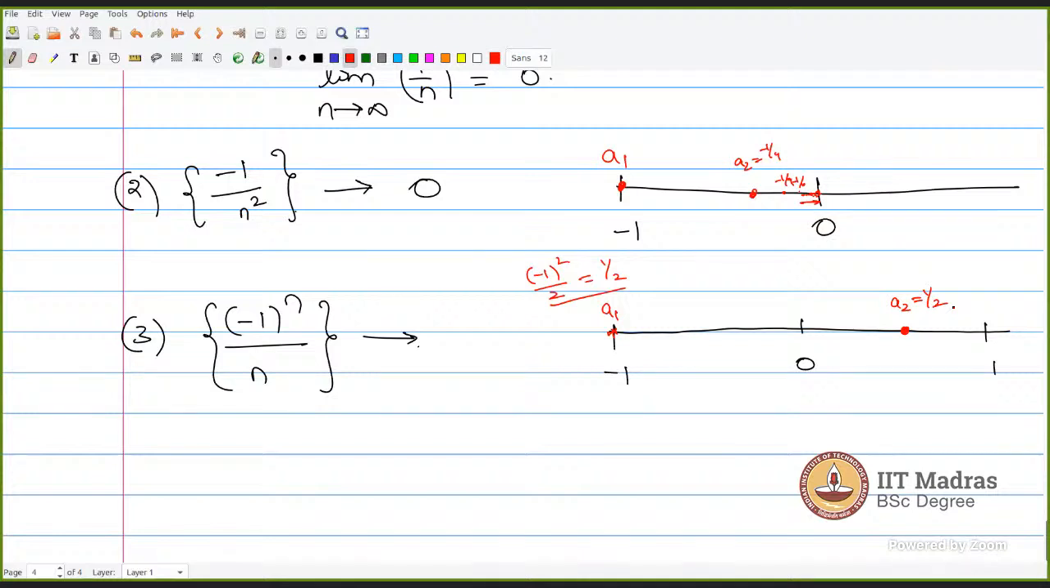What is my third term now? a3 is minus 1 by 3. The fourth term is 1 by 4. Like this, 1 by 4, minus 1 by 5, 1 by 6. It will take one value on the right side and the next value on the left side. But if you keep on increasing the value of n, whether it is the right side or the left side, both approach 0.